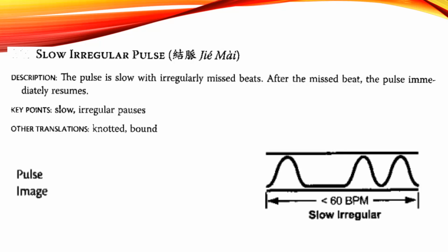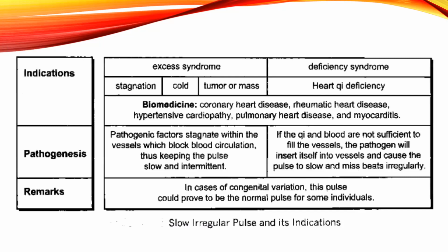Yan po yung pulse image. Pag pinatong nyo yung kamay nyo, makakaramdam kayo ng pitik. Ayan. Then, matagal na wala. Then, pipitik uli. Ayan. Tapos, less than 60 beats per minute, or less than 4 beats per paghinga. So, indication, pag-excess syndrome due to stagnation, cold, tumor, or mass. Pag deficiency naman, deficiency syndrome, kung mayroon po siyang heart Chi deficiency.